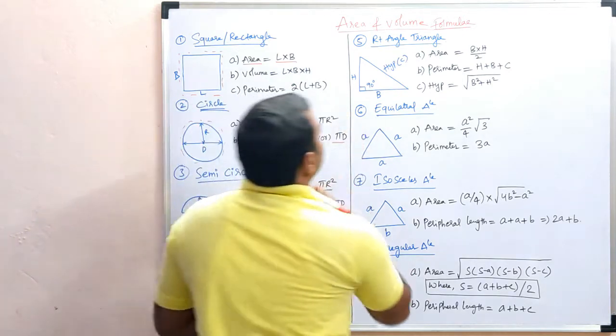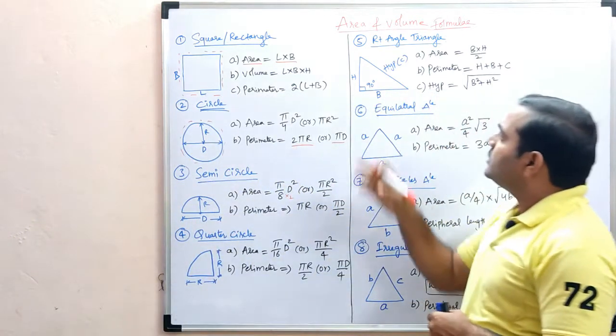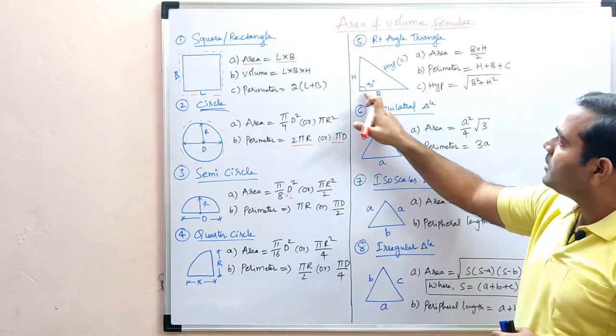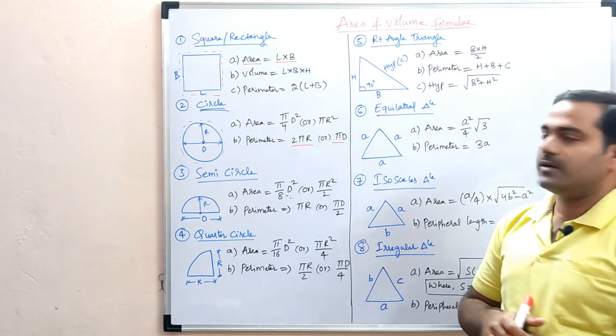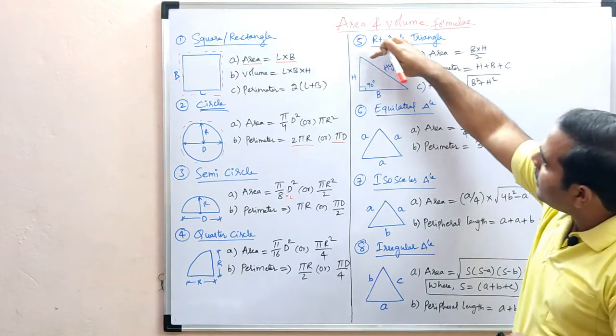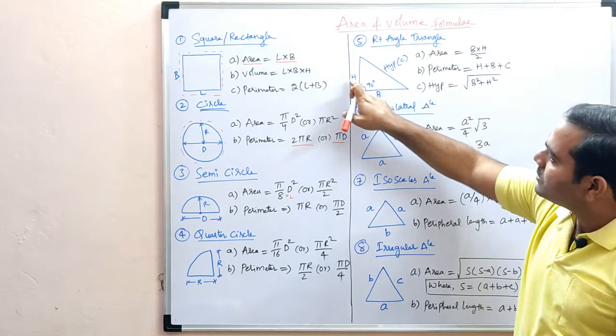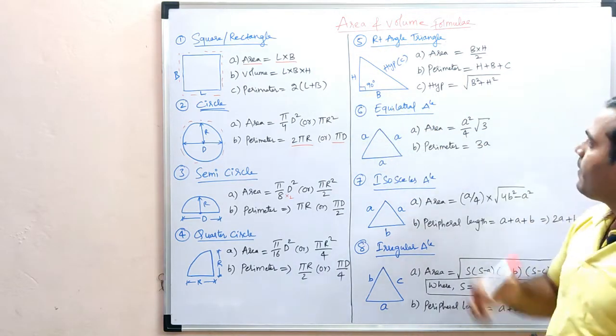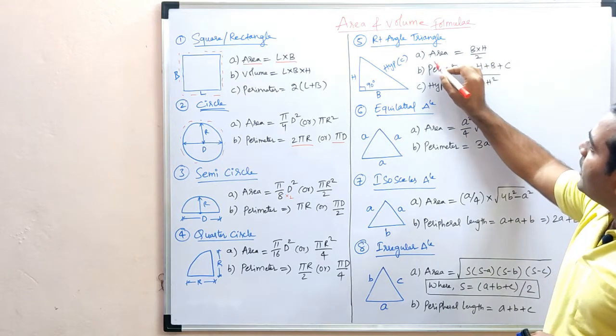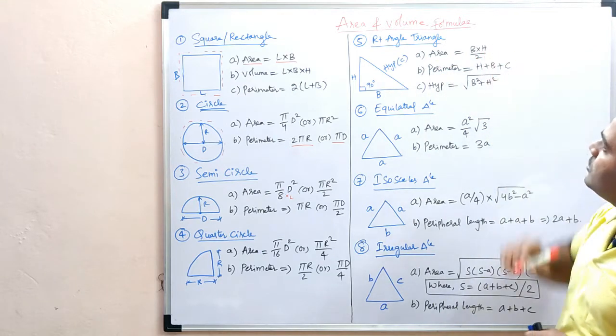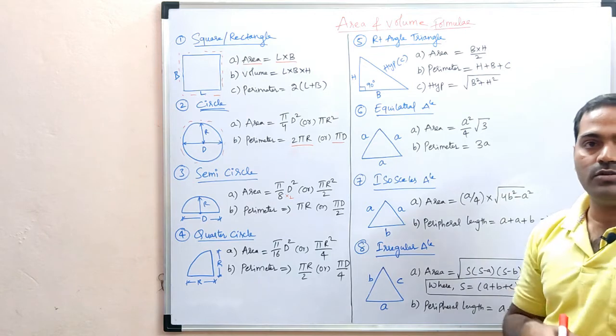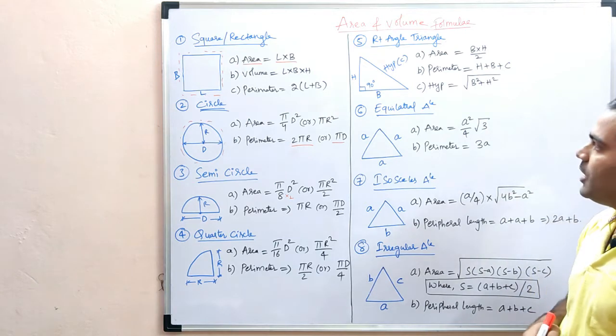Next coming to the right angle triangle. This is the right angle triangle. Here there is 90 degrees in this figure. This is called the hypotenuse, this is called the base, and this is called the height, right? So area is equal to half into base into height. Area of a triangle is equal to half into base into height.